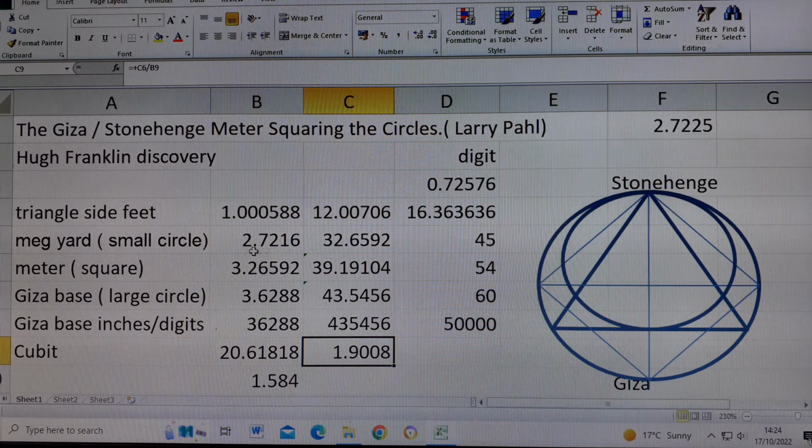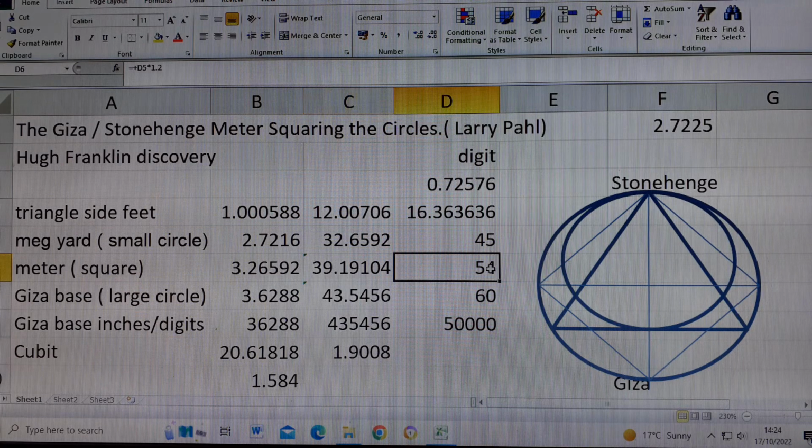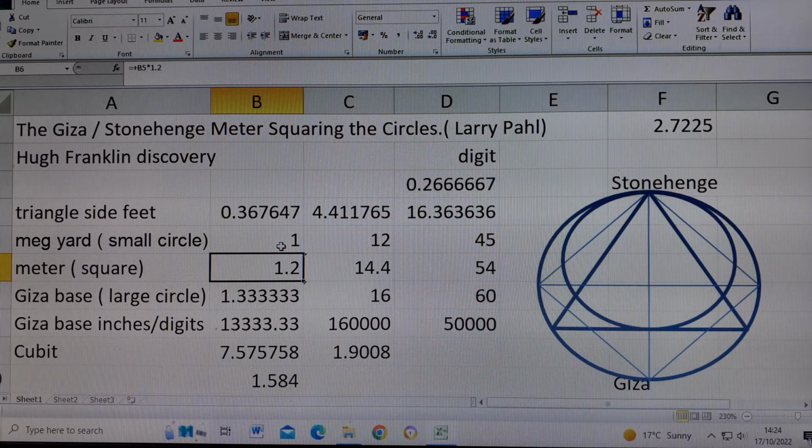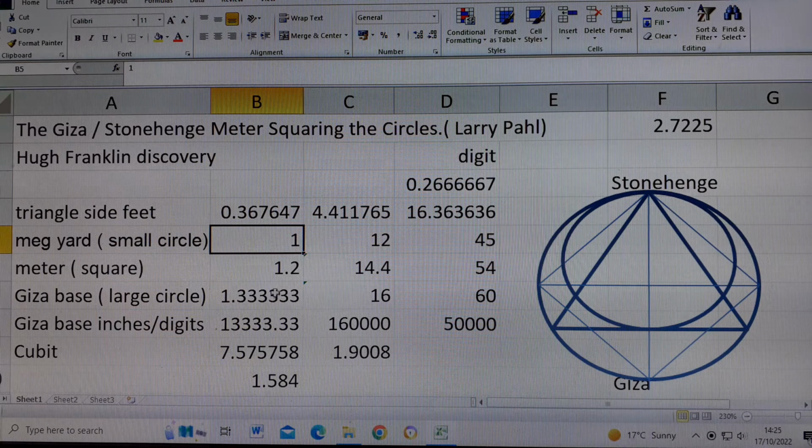Now we come to the meter. We know there are 54 digits in a meter, and we know the megalithic yard, if we put 1 in there, we know the megalithic yard times 1.2 is the meter. And we know that the Giza base is 1.333 when the megalithic yard is 1. So we can work out these relationships here because they're very, very simple. And what we get is this is 1 foot, this is 1 megalithic yard, and this square is 1 megalithic yard times 1.2. So that's 1.2 megalithic yards. And this circle is 1.33 megalithic yards.